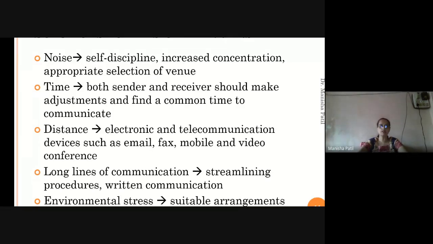Please note down all these points. There are 5 types of barriers. First type is physical barriers. Under physical barriers, you are having 5: noise, time, distance, long lines of communication, and environmental stress. Noted down?